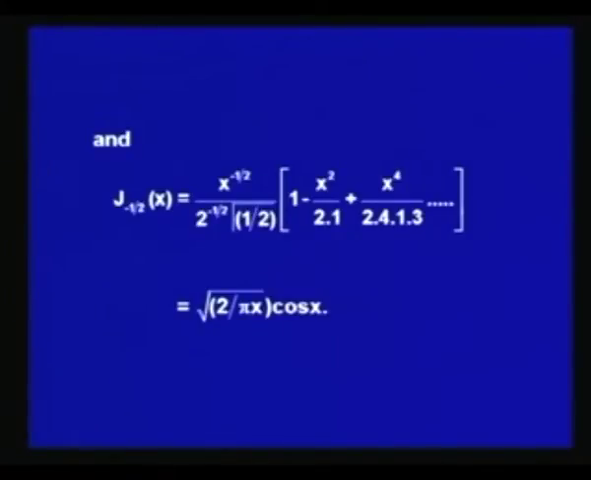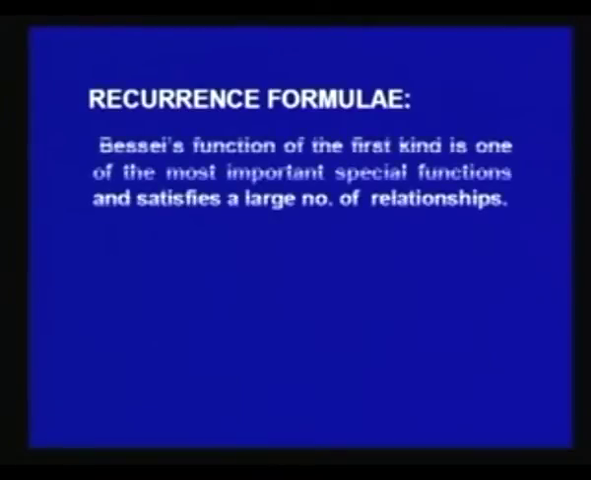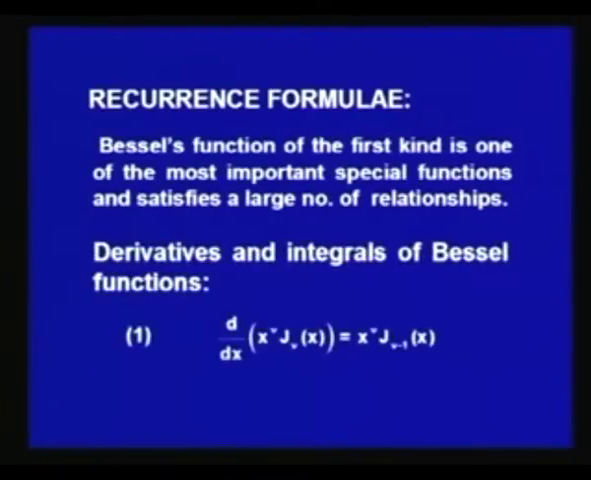cos x. The Bessel functions of first kind possess some very important relationships. We are going to study the relationships which the Bessel functions of first kind satisfy. So, let us first see that d over dx of x to the power nu into J nu x is equal to x to the power nu into J minus nu minus 1 x.